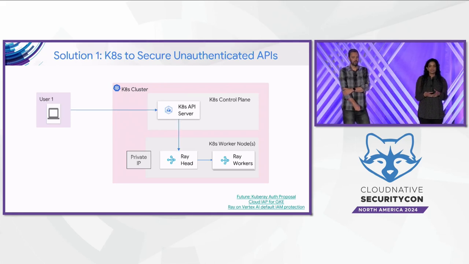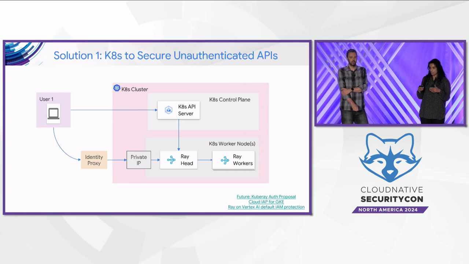How to expose the Ray cluster? Well, we can take advantage of the built-in authentication and authorization that Kubernetes has. So you can expose it as a kubeproxy service, and leverage the Kube API server for that authentication and authorization. Next, you can take it up a notch and put an identity proxy in front, and then you can have more fine-grained access controls, leveraging parameters such as source IPs or regions or other inputs that you could put in to control access.